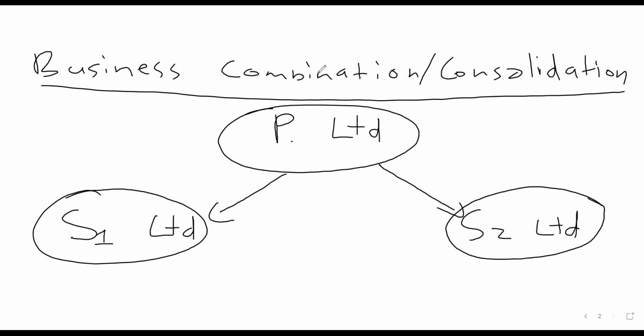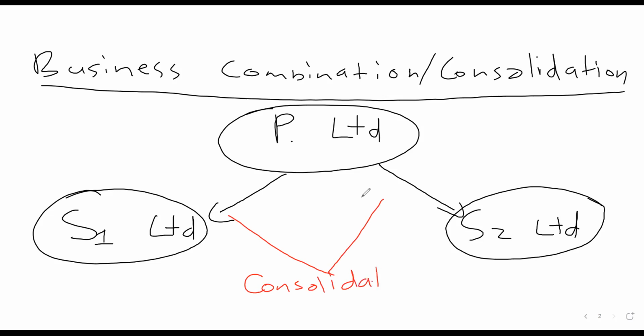I want you to notice what is happening. P Limited, which in this case stands for the parent company, to form a business combination or consolidation, needed to acquire shares in other organizations in order to establish one reporting entity. So when P Limited buys shares in S1 Limited and again in S2 Limited, for financial reporting purposes P Limited as a group company is expected to produce what we call consolidated financial statements.